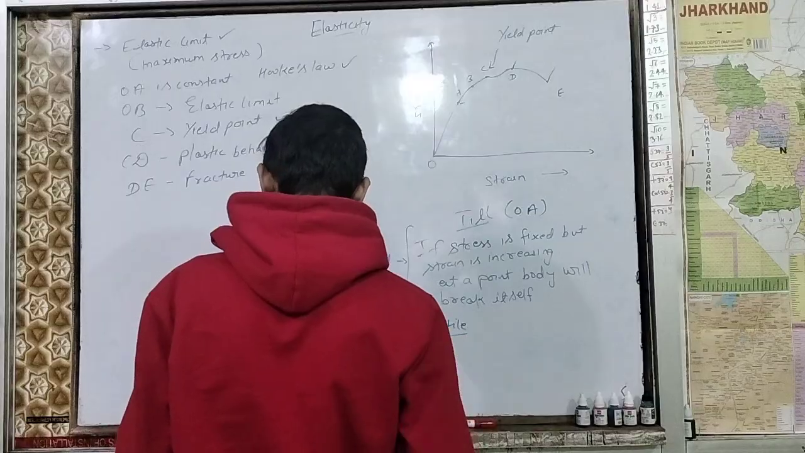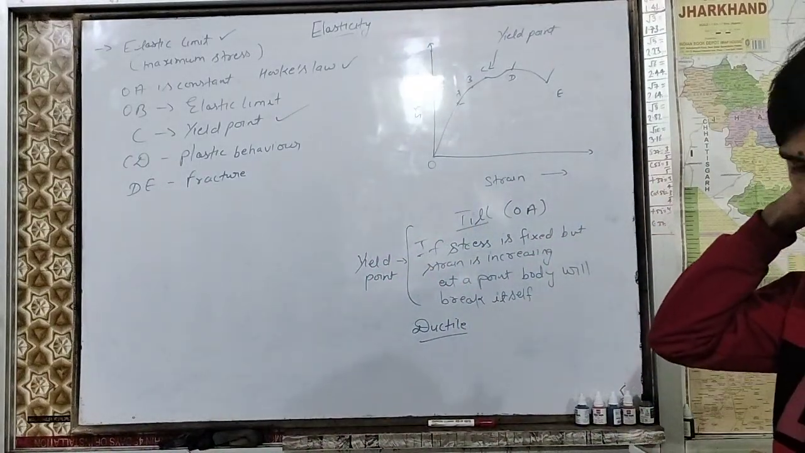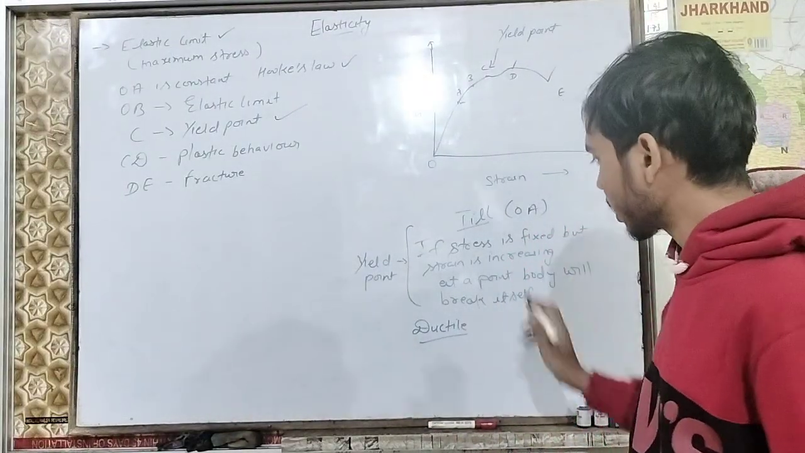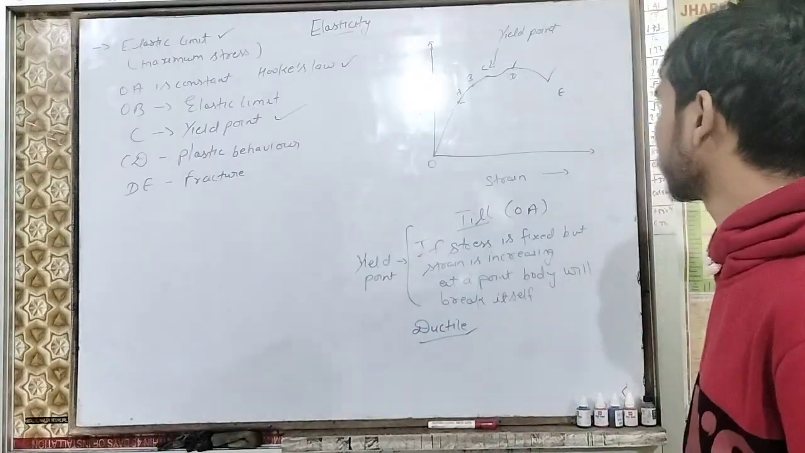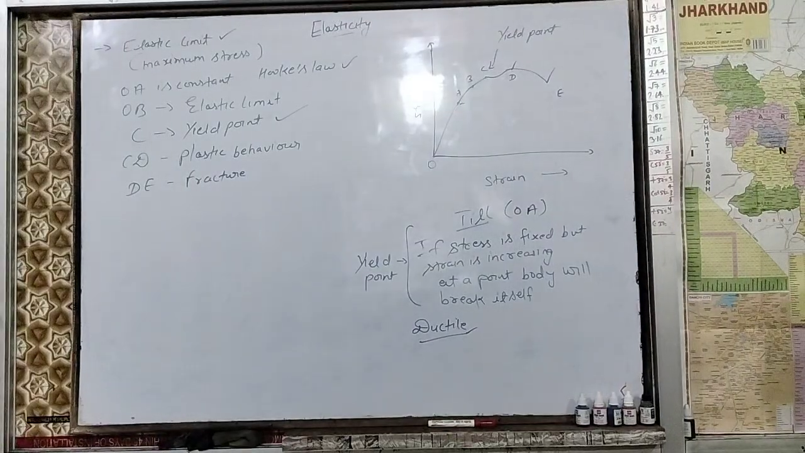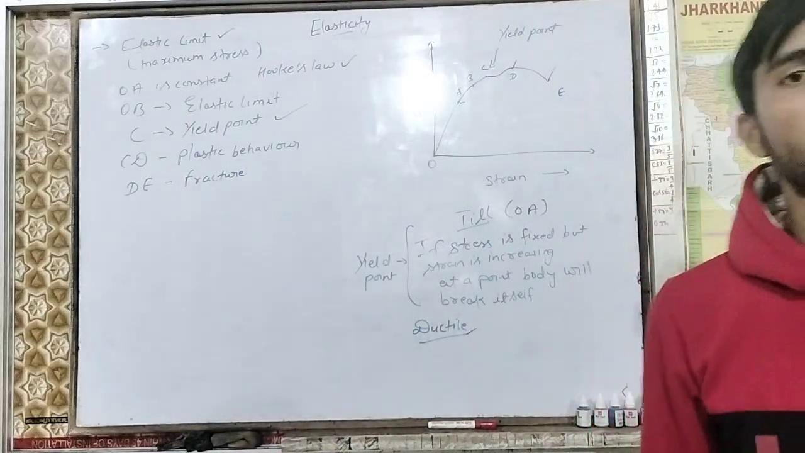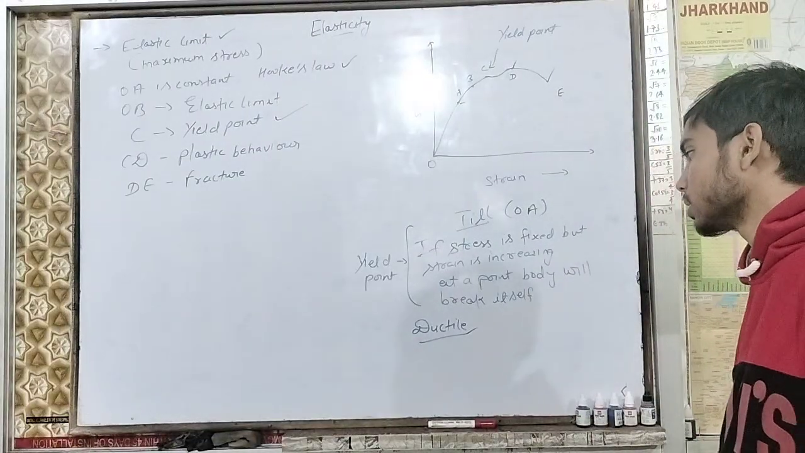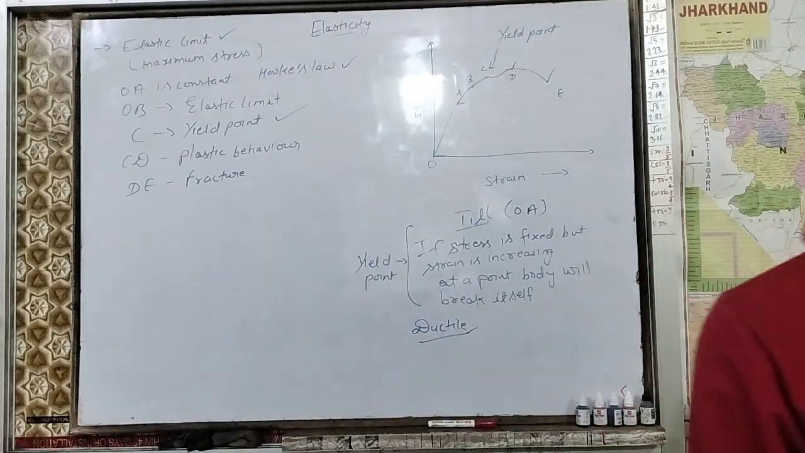Ductile material. Try to understand. When you cross the limit of plastic behavior, then what will happen? We will get a breaking point. This phenomenon is known as ductile.